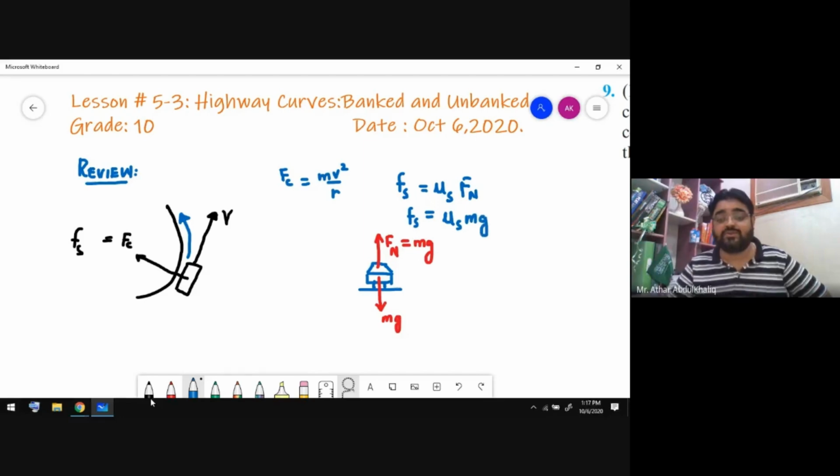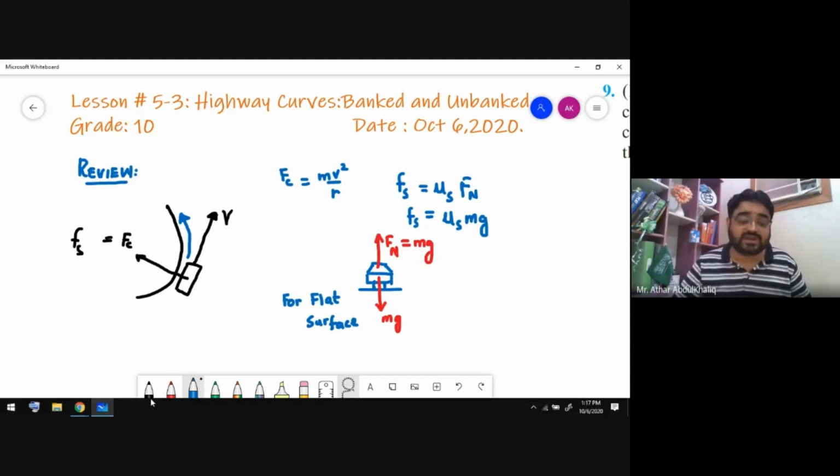Here I replaced Fn by mg because this is for a flat road. If the road is not curved, not banked, flat but not banked, like it is not one side above the other, it's a straight road like a normal road. So for flat surfaces, Fn is equal to mg, as we studied last time.